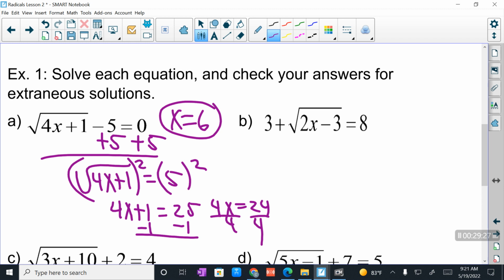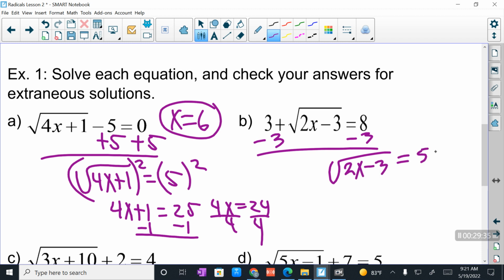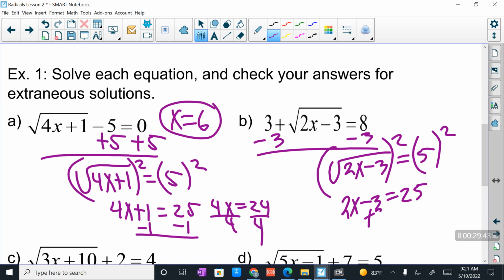Number 3, or B, subtract 3. I got the square root of 2x minus 3 equals 5. How do I cancel that square root, brothers? Bye-bye. 2x minus 3 equals 25. And then? Yes, you divide by 2. And then?